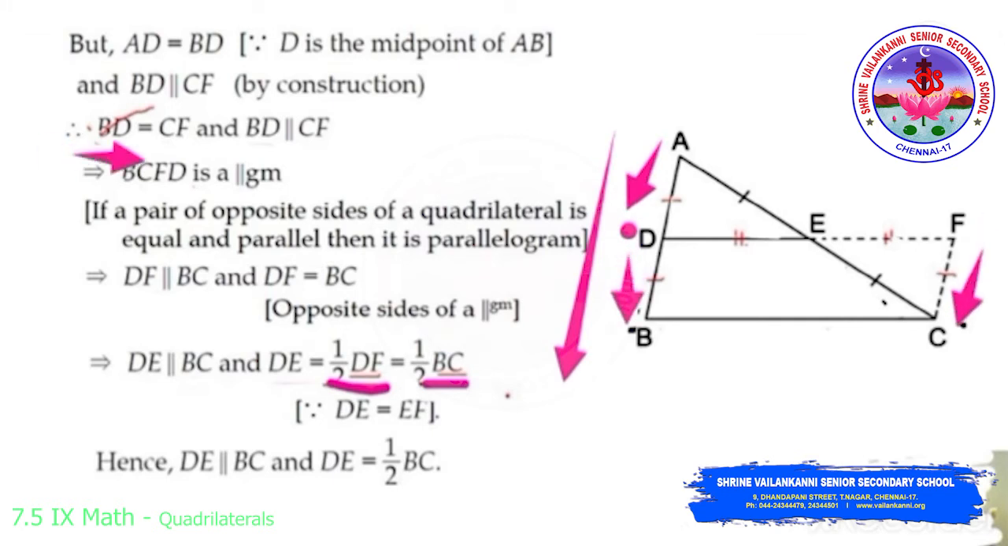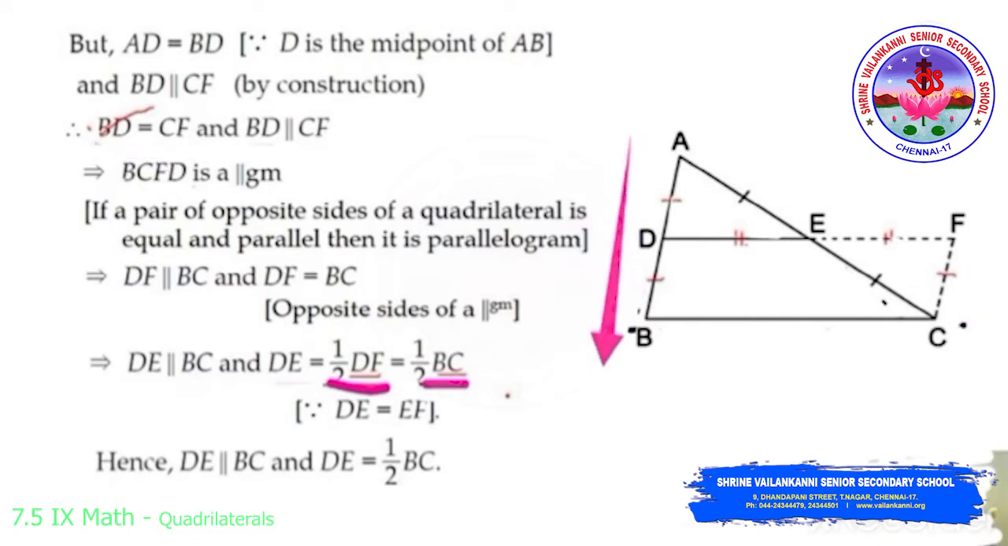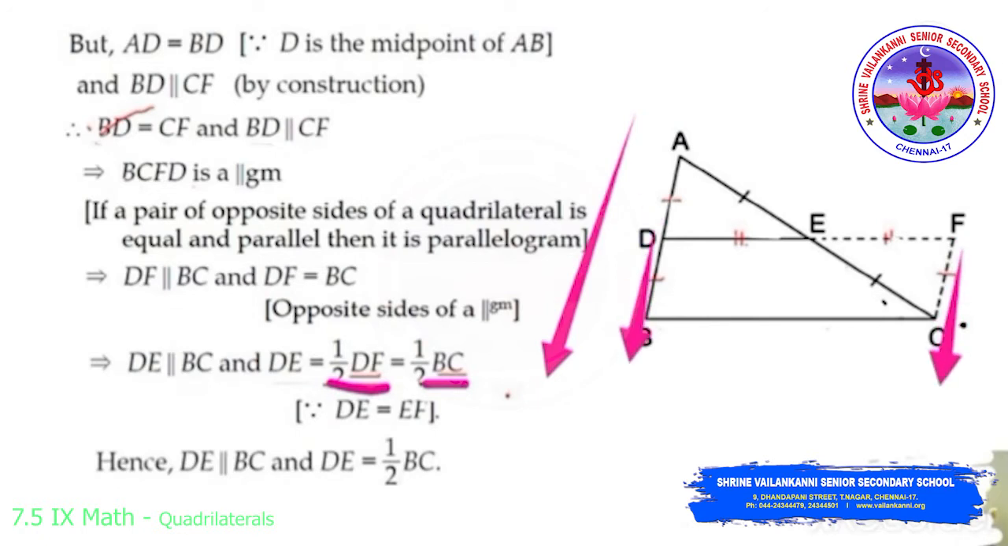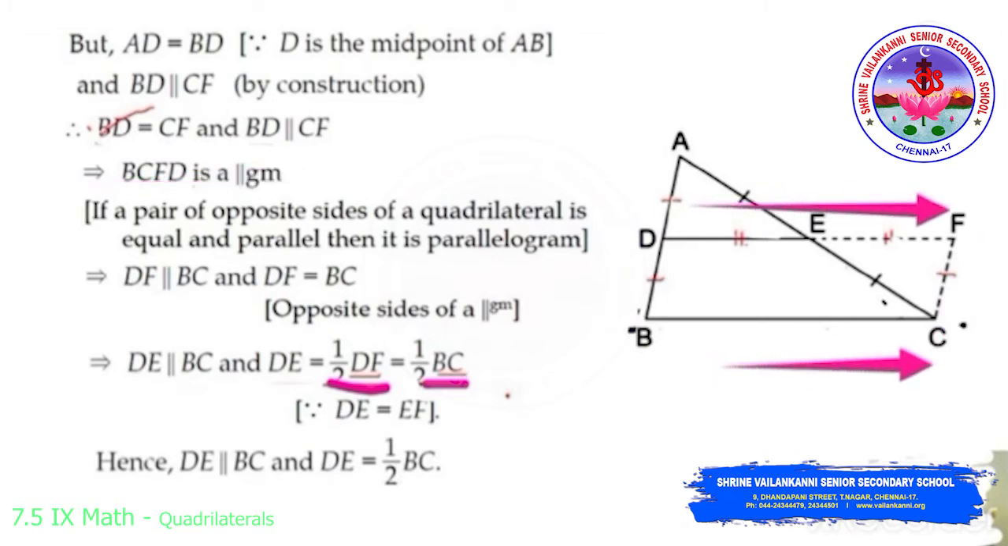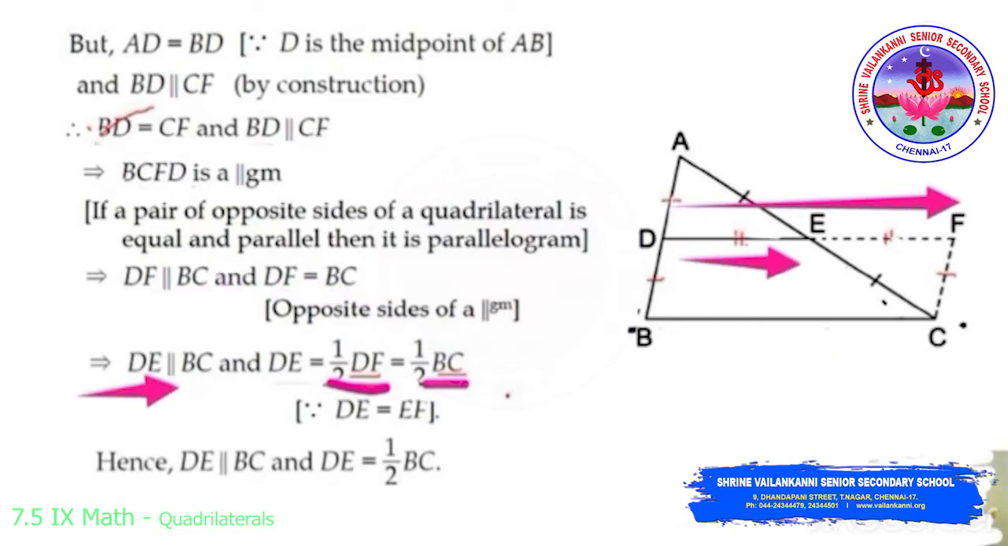So DB is equal to CF, and by construction we know that AB is parallel to CF. Instead of AB, I am writing DB is parallel to CF. If one pair of opposite sides is equal and parallel, then BCFD becomes a parallelogram. So DF is parallel to BC and DF is equal to BC. Instead of DF, I am writing DE is parallel to BC.